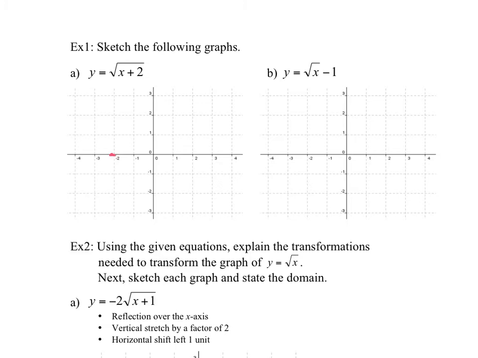Okay, so your point at 0, 0 becomes negative 2, 0. The point at 1, 1 becomes negative 1, 1, and the point at 4, 2 becomes, well, the point 2, 2. And your function would look something like this.